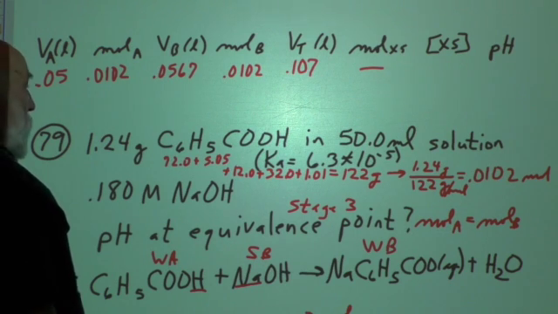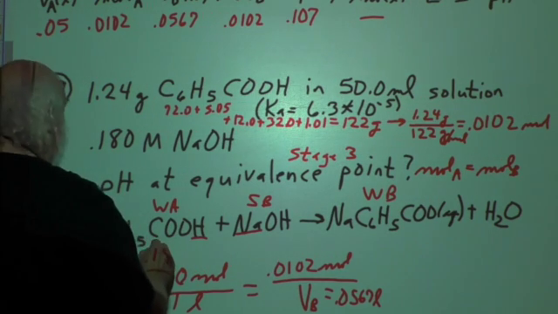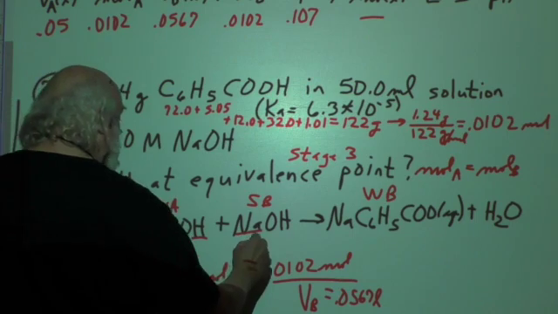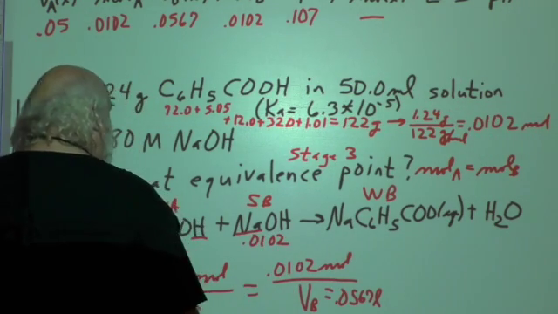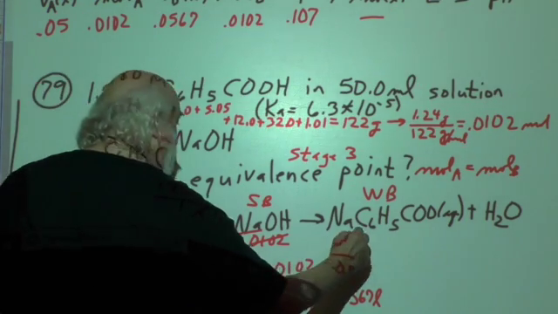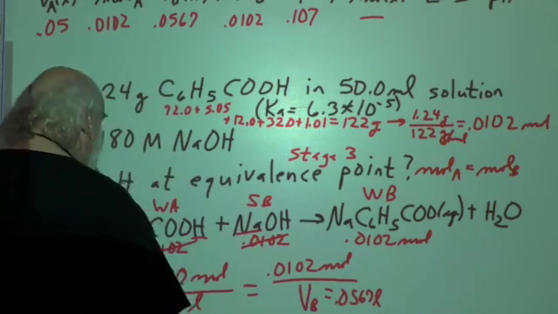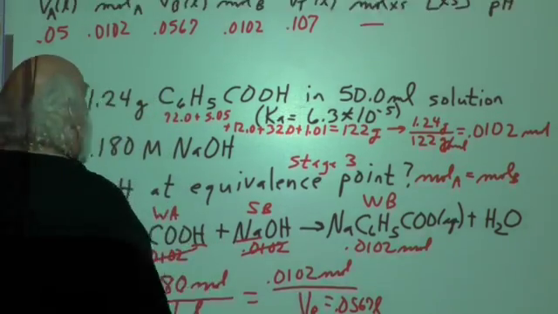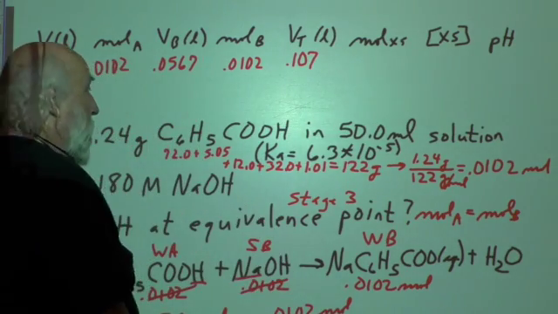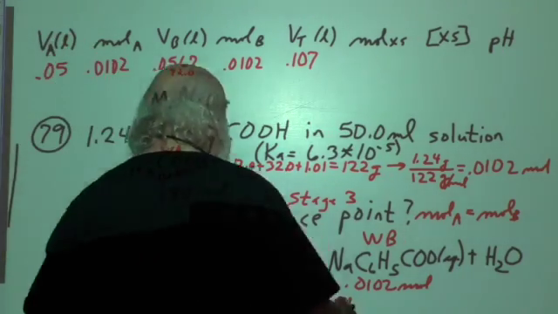Really? No, not true. Because, why? Because we know we have 0.0102 of this. We have 0.0102 of this. And they do cancel each other out, but they create 0.0102 moles of the weak base. So I get rid of that line that I thought I could put in there, because this is not going to give me a pH of 7, because this is a weak, strong titration, not a strong, strong titration.